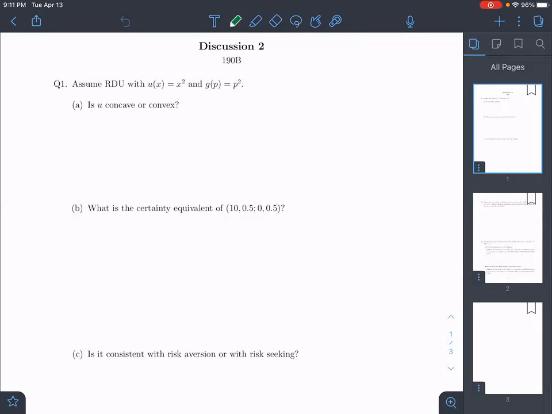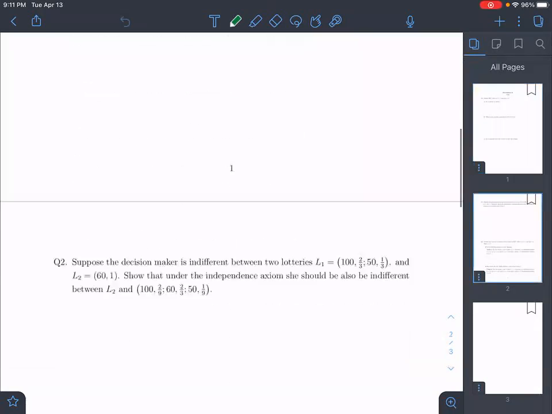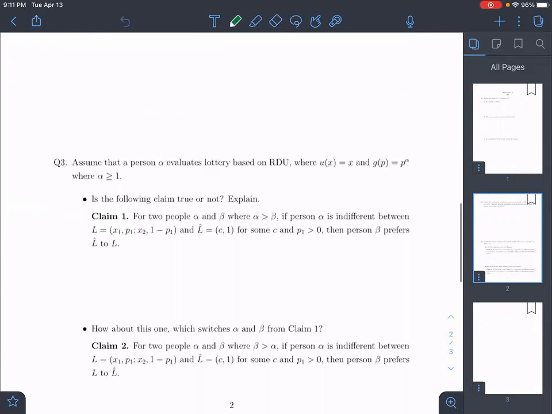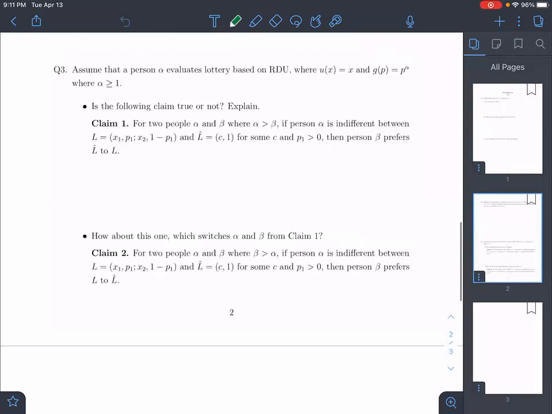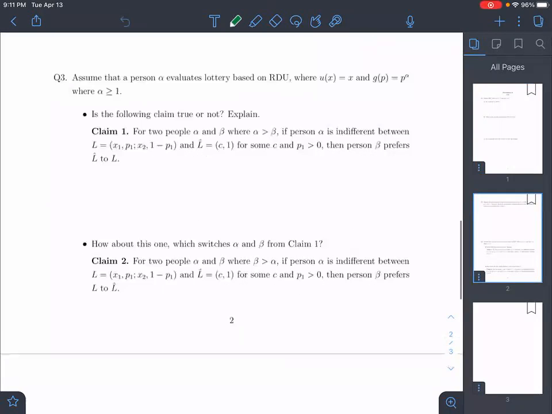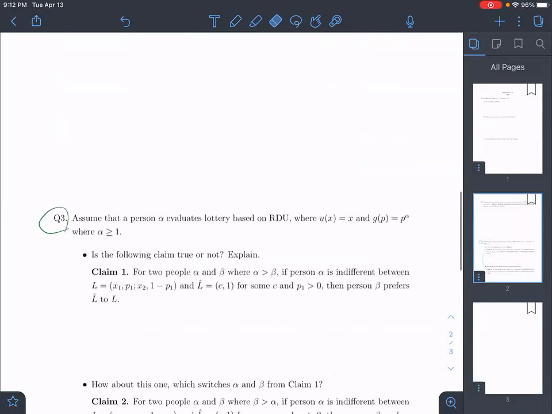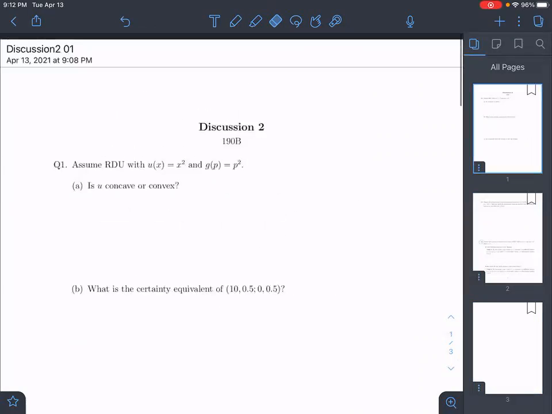First question is about rank-dependent utility. And then the second question is about the independence axiom. And the third question is about rank-dependent utility again. And then I prepared 3 sub-questions for question 3. So these 2 questions are easy. And then if I have time, I will come up with claim 3, which is a bit technical. It will be a bit difficult. Okay. So that was the overview. Let me move on.